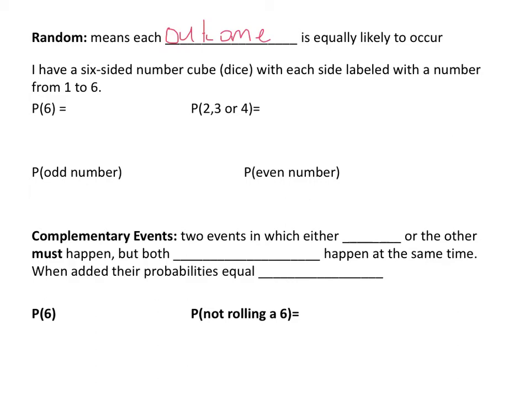I have a 6-sided number cube, which is a die, with each side labeled with a number from 1 to 6. So the probability, which is what that P means, of rolling a 6 would be 1 out of 6, since there's one way to have a 6 out of the 6 sides. Now what's the probability of rolling a 2, 3, or 4? Since there are 3 different outcomes there, there's 3 out of 6, or the probability is 1/2. Now I want you to pause the video and do the next two on your own. What's the probability you would roll an odd number? An odd number would be 1, 3, and 5, so it would be 3 out of 6, or 1/2. And the probability of an even number would also be 3 out of 6, or 1/2.